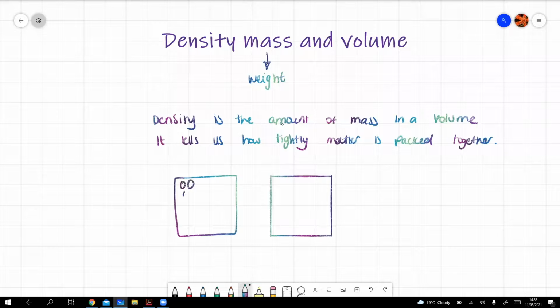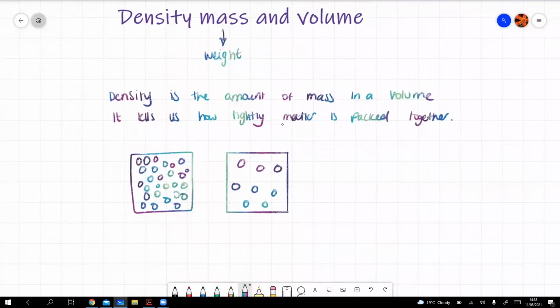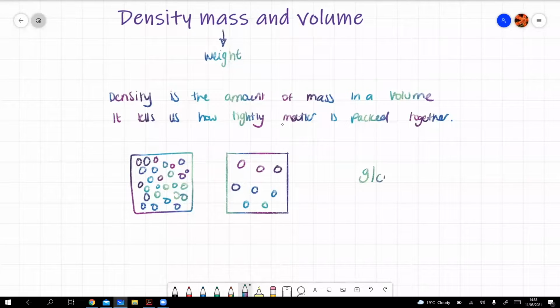So, for example, you can have something like this. Okay. Or you could have something like this. Okay. The most common units when we're looking at density is grams per centimeters cubed. As you can see, it's the amount of weight in a volume. So obviously that's weight, and then volume, obviously centimeters cubed, or kilograms per meters cubed. Okay, these are the two most common units used when looking at density.